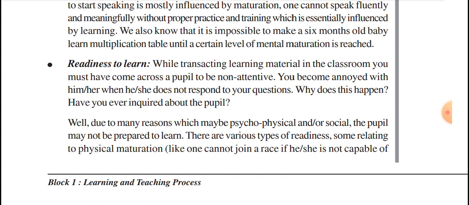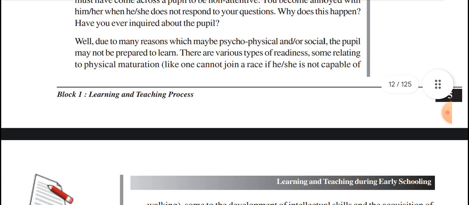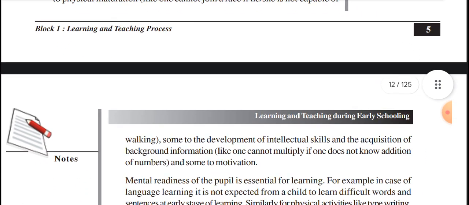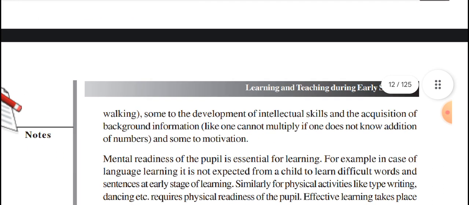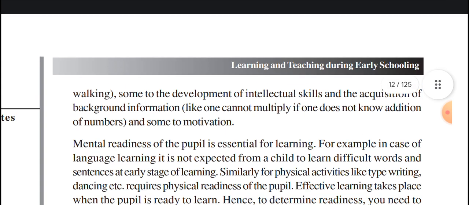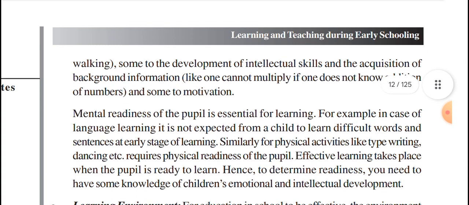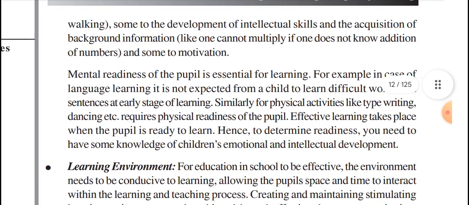There are various types of readiness, some relating to physical maturation, like one cannot join a race if he or she is not capable of walking, some to the development of intellectual skills and the acquisition of background information, like one cannot multiply if one does not know addition of numbers, and some to motivation. Mental readiness of the pupil is essential for learning.